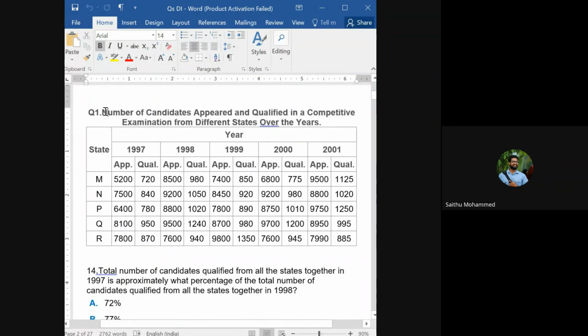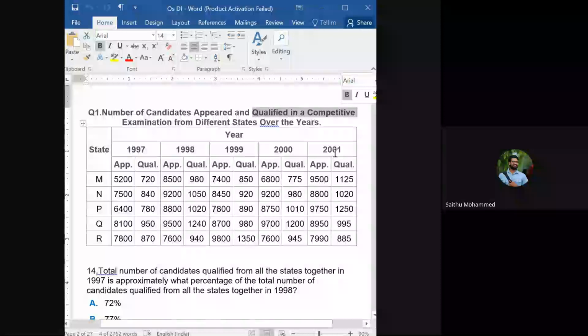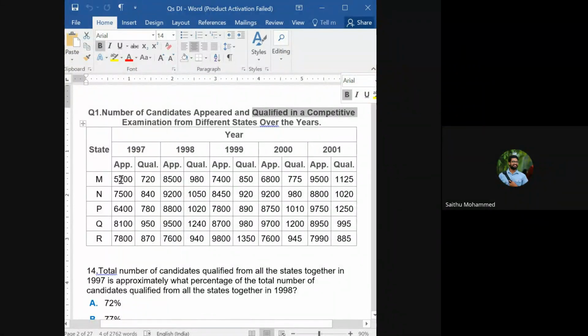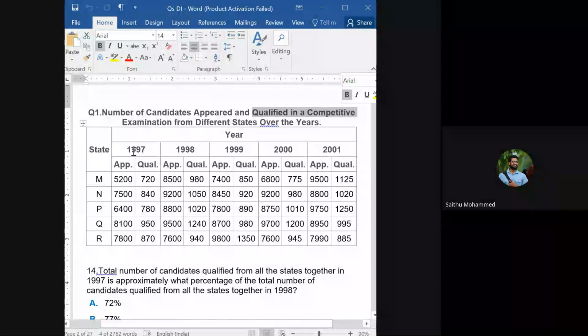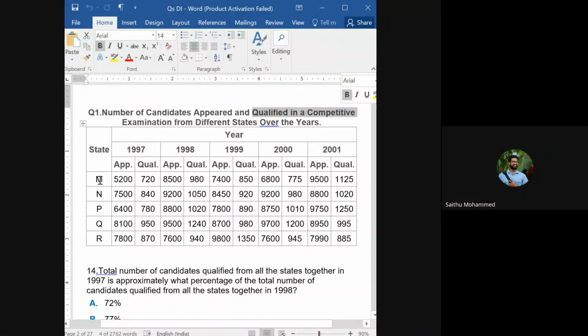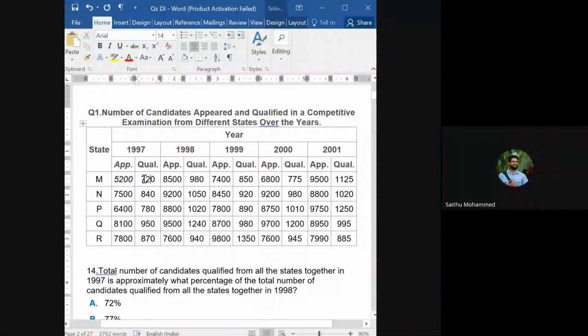Here in the first, this is a table where the number of candidates appeared and qualified in a competitive examination is given, right? From different states over these many years, from 97 to 2001. So in 97, what is 5,200? 5,200 is nothing but in the year 1997, from the state M, the number of appeared candidates, right? And this 720 is nothing but in 1997 from the state M, the number of qualified candidates is 720. So if you have an understanding of what the data is, then it is easy for us to do the problem.